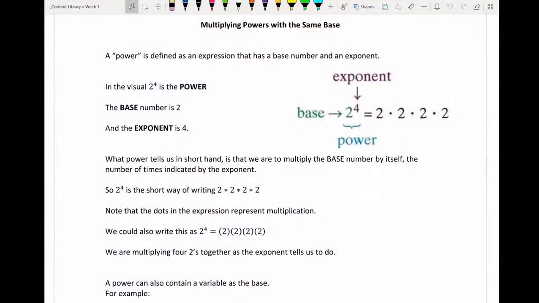In today's note, we're going to be looking at multiplying powers with the same base. A power is defined as an expression that has a base number and an exponent. We can see an example over here to the right, and we're just going to break that down. The entire thing of 2 to the power of 4, or 2 with the exponent 4, that whole thing right here, is the entire power. The base is 2, and the exponent, or the smaller number that's raised up, is 4.